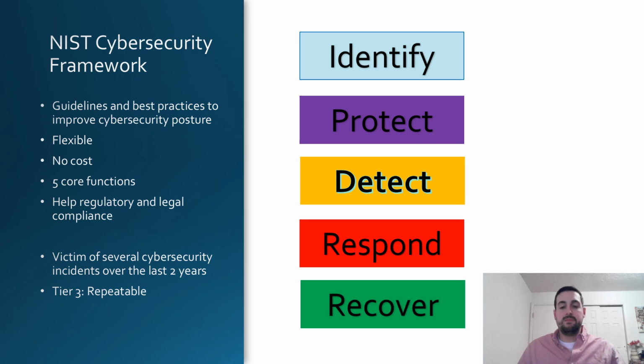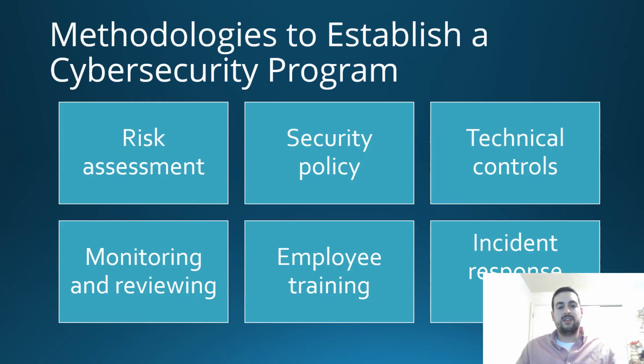If we look at Augusta Medical Hospital, we've been the victim of a cybersecurity incident over the last 2 years, some involving ransomware. So right now we stand at a Tier 3 repeatable for our NIST framework. So what are some methodologies we can use to establish our cybersecurity program? Well, we can do risk assessment, have a security policy in place, implement technical controls, constant monitoring and reviewing, employee training, and have a well thought out incident response plan.